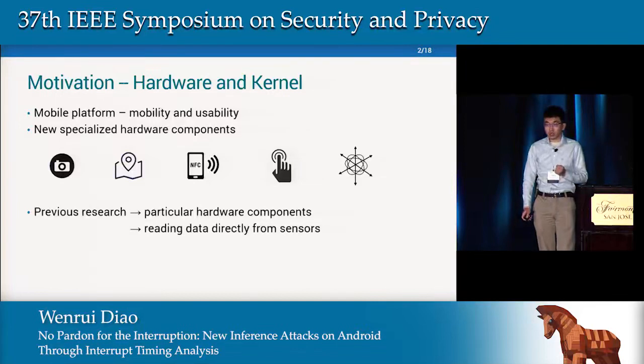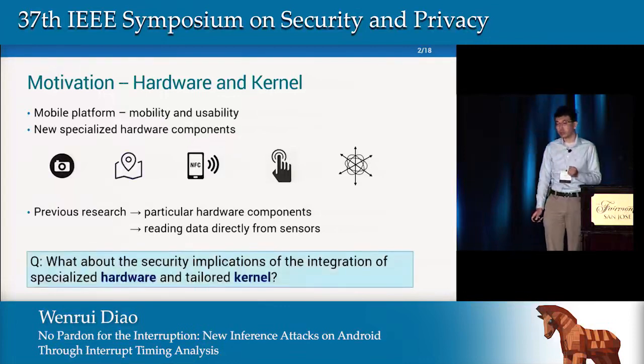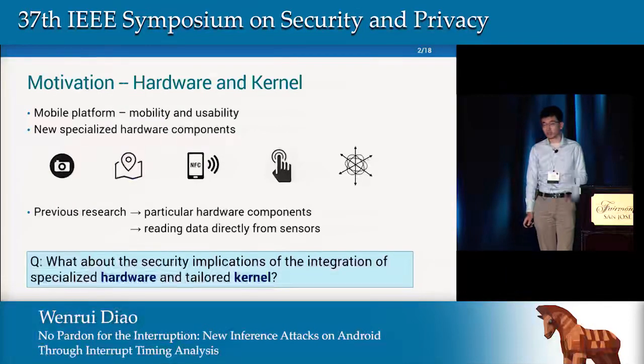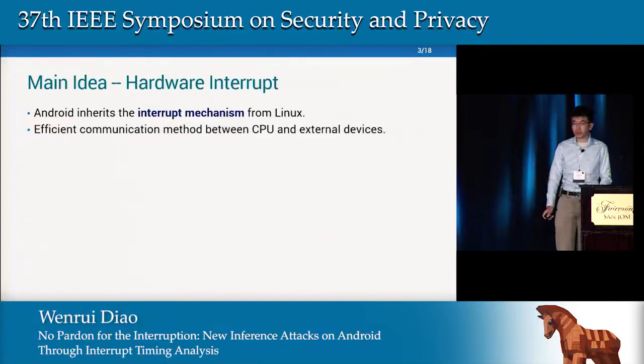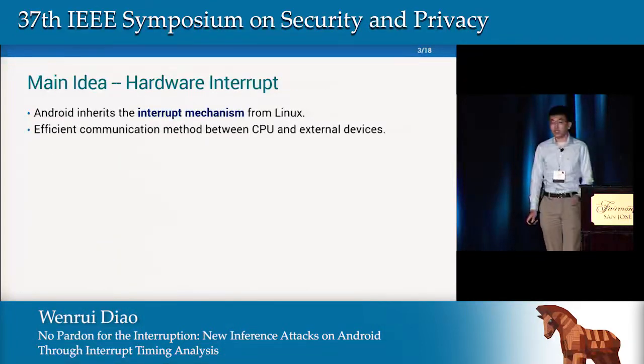Previous research investigated the security threats coming from particular hardware components, and most of it focuses on reading data directly from sensors. But one question is never answered: what about the security implication of the integration of specialized hardware and the tailored kernel? Android is built on the Linux kernel and inherits the interrupt mechanism from Linux, which is an efficient communication method between the CPU and external devices.